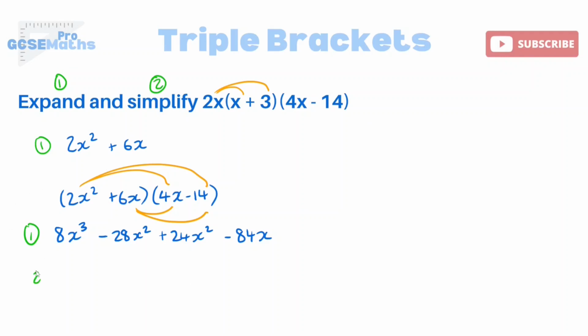We do need to then simplify, just check if there is anything you can simplify, any like terms. So we have 8x cubed, nothing to simplify there as normal. However, you can see we've got two lots of x squared, so we can simplify this bit here. Minus 28x squared plus 24x squared is going to be minus 4x squared overall, and then minus 84x at the end. It's not technically three brackets, it's not technically triple brackets. However, I just wanted to show you that.